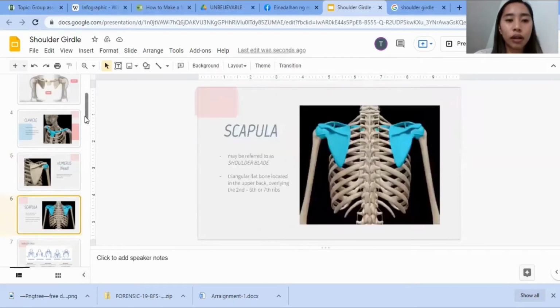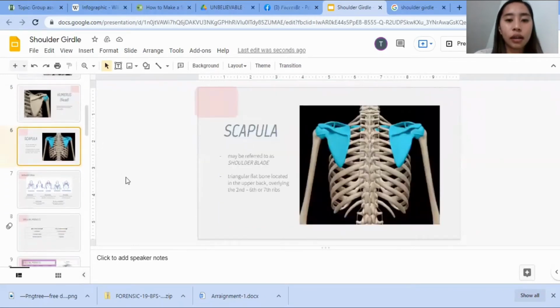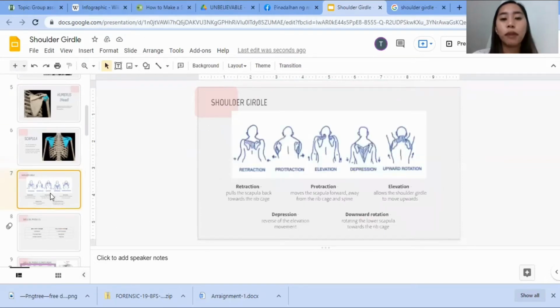The scapula is the shoulder blade, a triangular flat bone located in the upper back overlying the second until the 6th or 7th ribs. And these are the movements that involve the shoulder girdle.